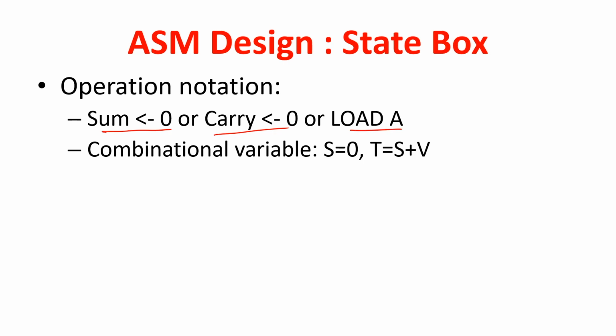Okay. And we can use combinational values like s is equal to 0 or t is equal to s plus b. This kind of statement is an addition statement. What kind of operations were we specifying? Register transfer level operations. So t is equal to s plus b: whenever I say t is equal to s plus b, that means we are reading from register S, reading from register B, adding them and storing the result in register T. This kind of specification is called register transfer level specification, RTL specification.